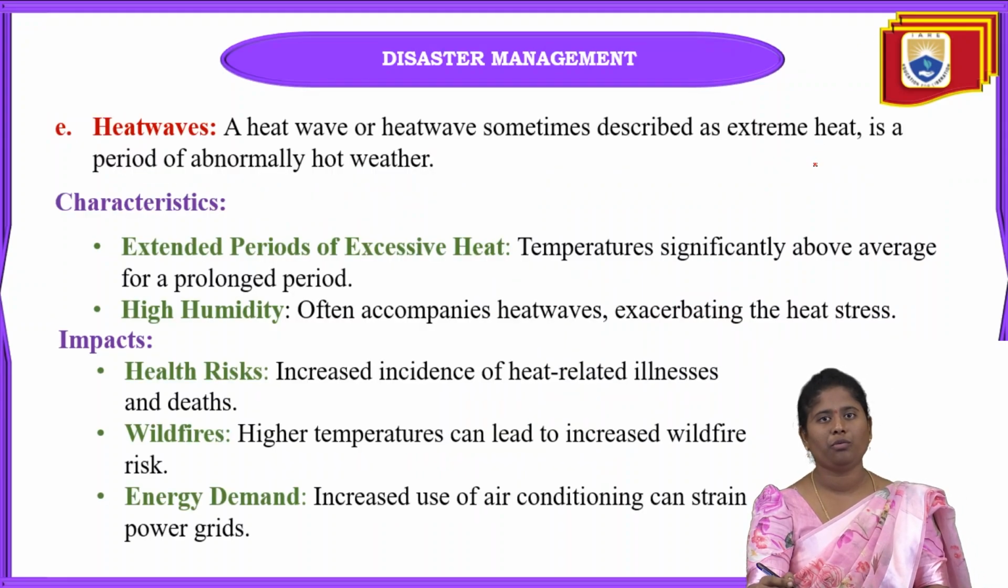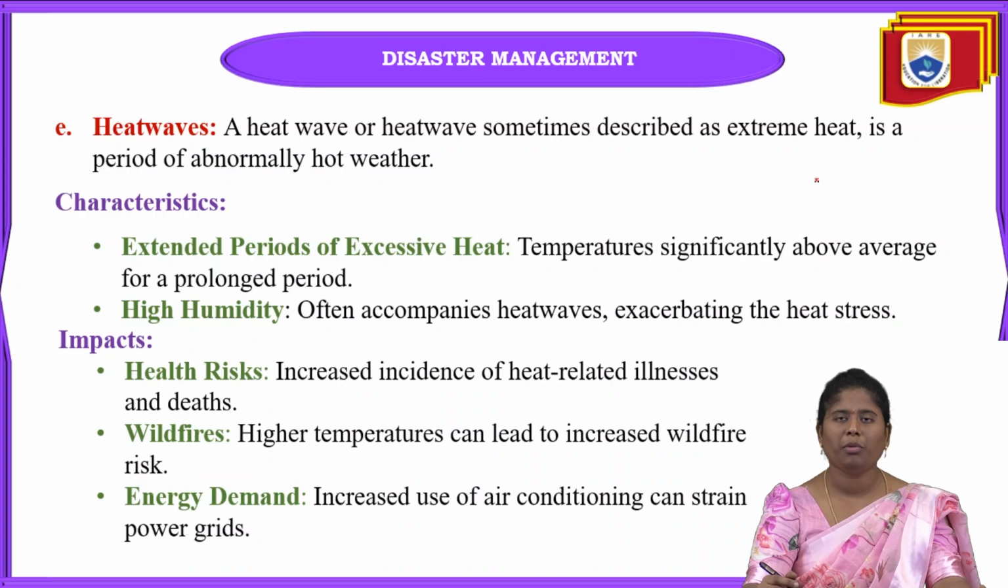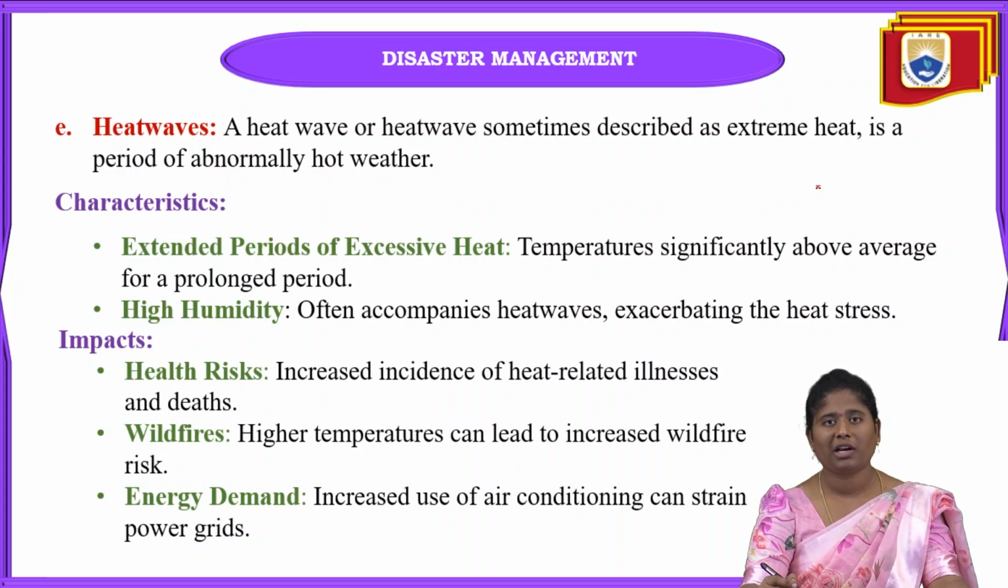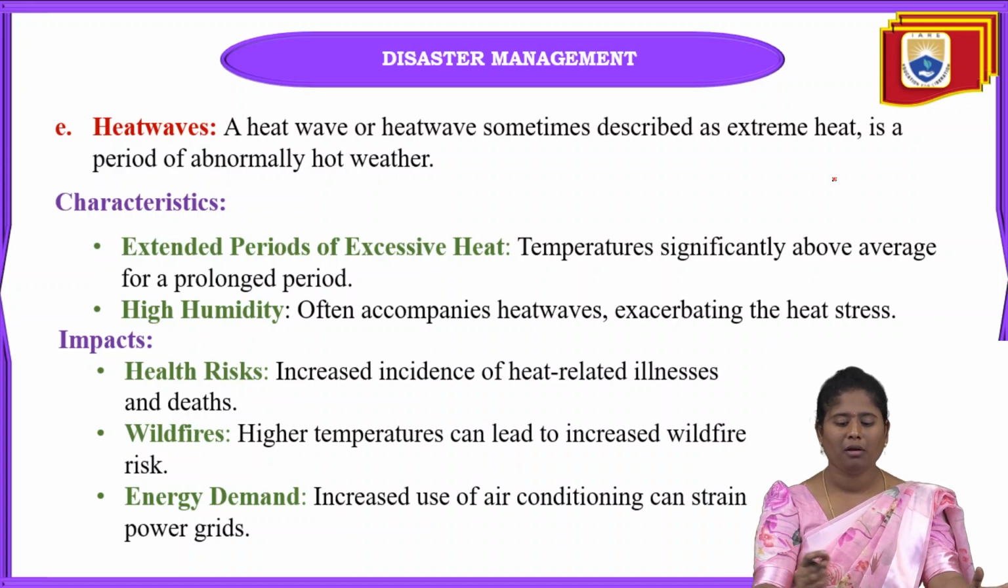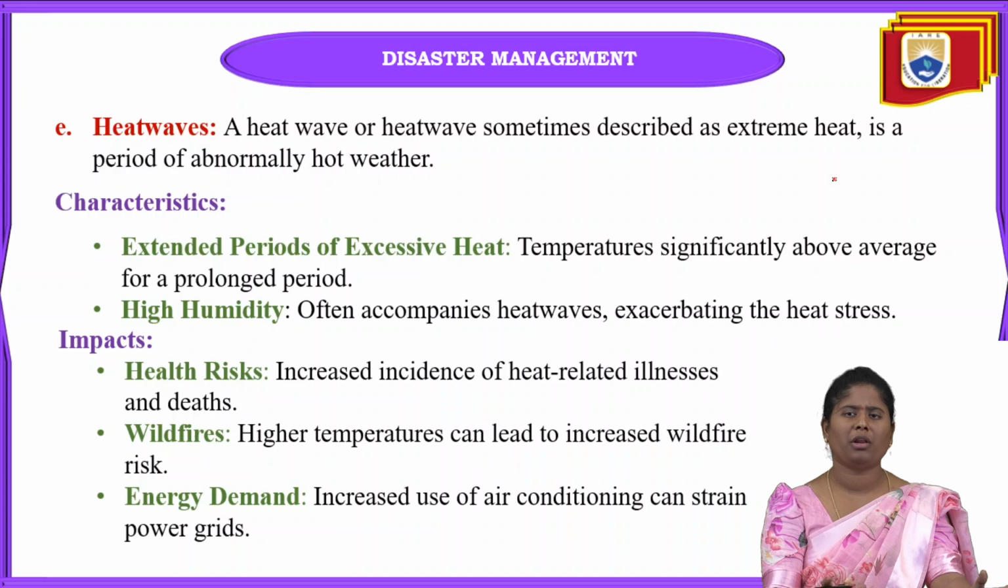Next one is heat waves. What is meant by heat waves? Sometimes our climatic condition changes to a very extreme heat condition. It is nothing but a period of abnormally hot weather. Today the climate will be very normal, but tomorrow it will be very hot, extreme heat will be there. That is called heat waves.